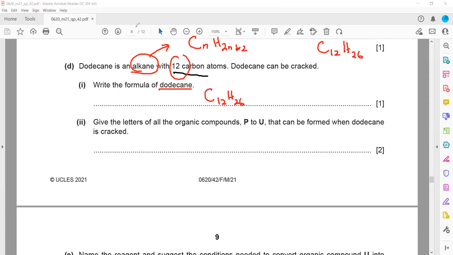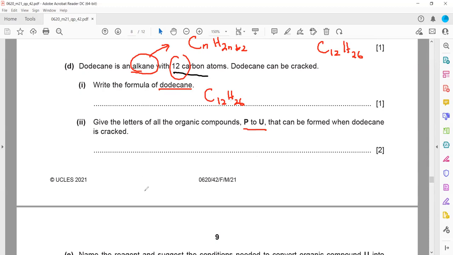Then give the letters of all organic compounds from P to U that can be formed when dodecane is cracked. So when we crack dodecane, when we break the 12 carbon and 26 hydrogen, what products could be formed? We have to check according to the question.